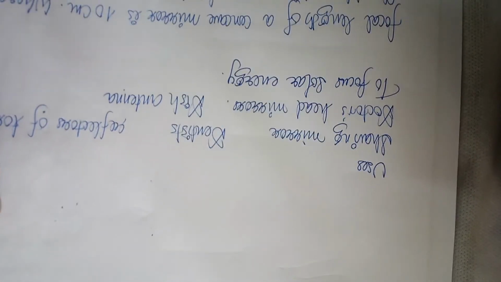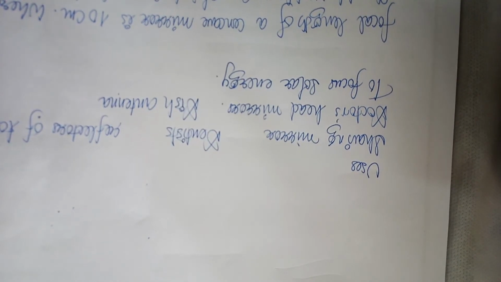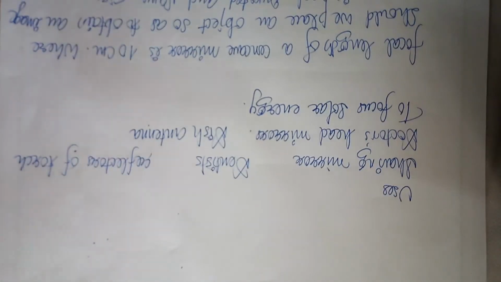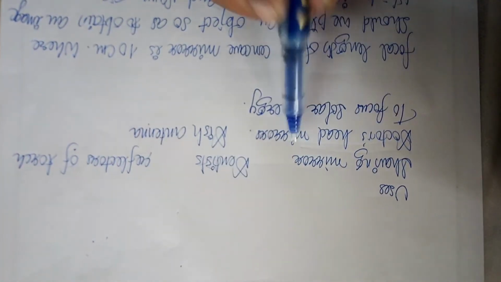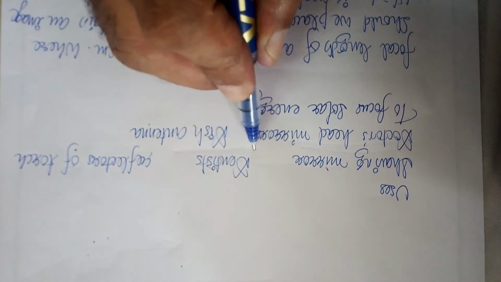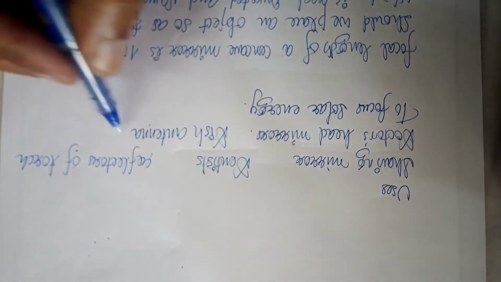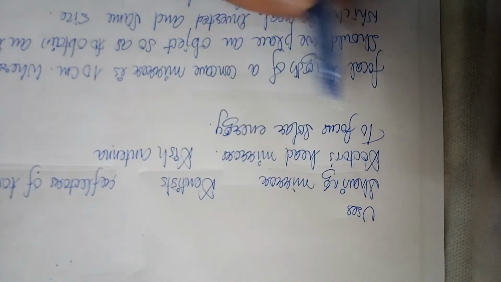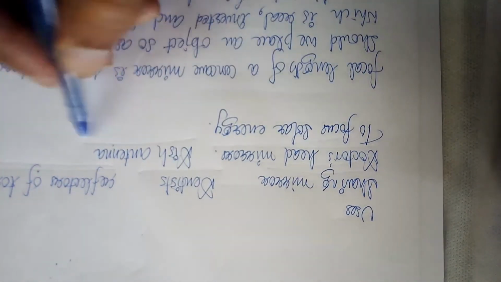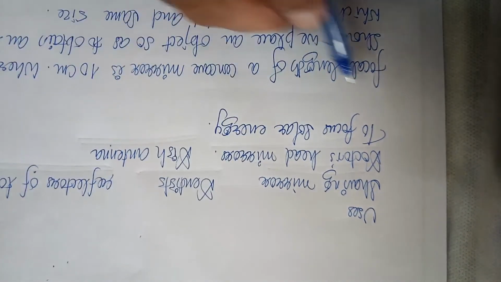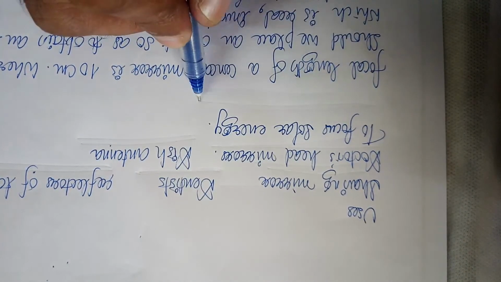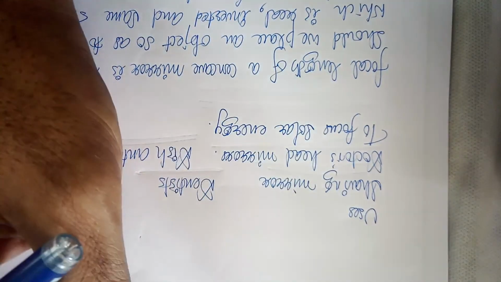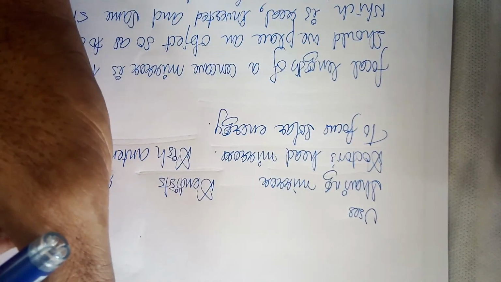Now, the uses of concave mirrors. We can use it as a shaving mirror, a dentist mirror, reflectors of torches as we have discussed earlier, doctor's head mirrors, dish antenna, and to focus solar energy. All these are the uses of concave mirrors.